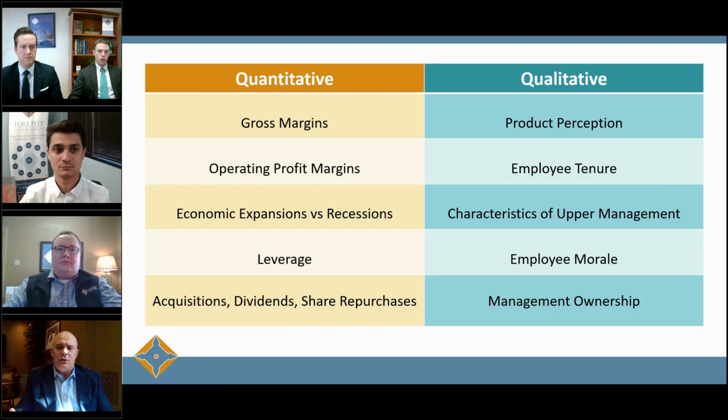We want to avoid situations where in the retail sector, just to use an example, a company may post a big increase in revenue, but it's all being driven by discounting and markdowns. That's not what we're looking for. We want to see profitable growth.